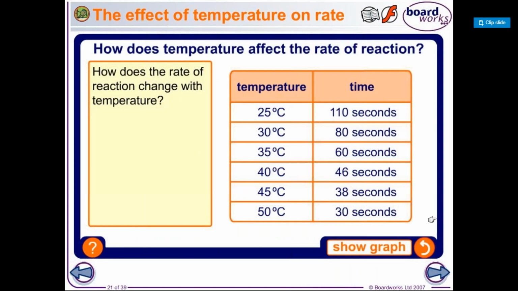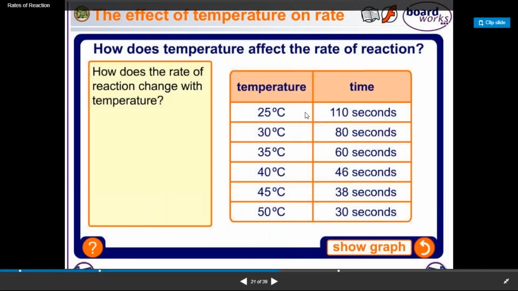If you take a look at the time and the temperature, you will see that the reaction took 110 seconds at 25 degrees, while at 50 degrees it took 30 seconds.